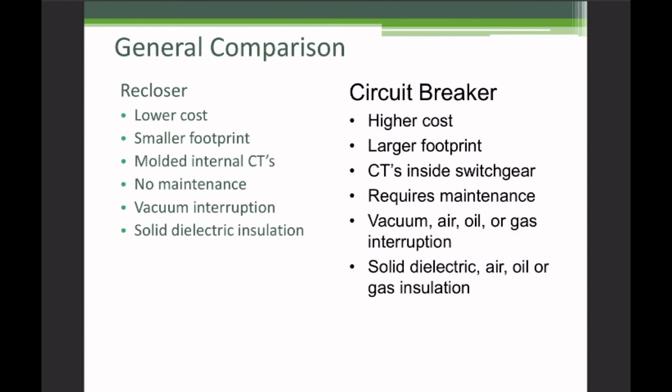In terms of circuit breakers, they're big, they're expensive, they have discrete CTs because they can be in different size range ratings up to 3000 amps. It requires a lot of maintenance by comparison. And they come in a variety of different technologies: vacuum, oil, air, or gas. So a lot of different technologies out there in the market. Again, oil really not for new designs, but certainly a lot of vintage ones still in service.